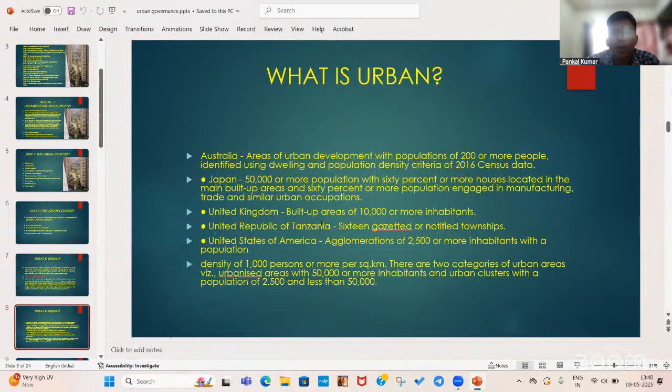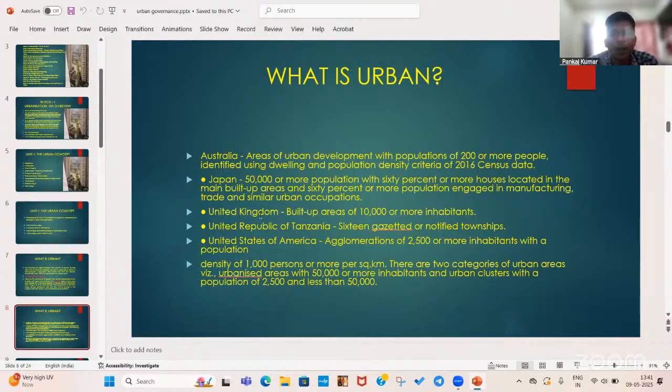Like I told you, the definition of urbanization is context specific. It means there are different meanings of urbanization in different countries. For example, in Australia, areas of urban development with a population of 200 or more people, identified using dwelling and population density criteria of 2016 census data. This is the definition of urban in Australia. Then in Japan, it is 50,000 or more population with 60% or more houses located in the main built-up areas and 60% or more population engaged in manufacturing, trade, and similar urban occupations. This is the definition of urban in Japan.